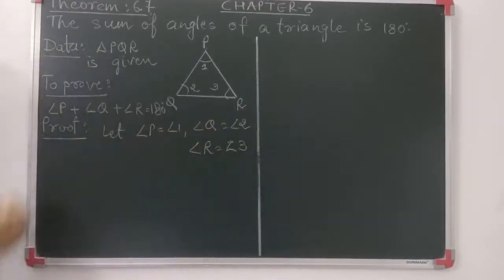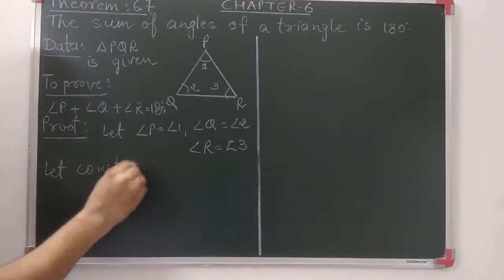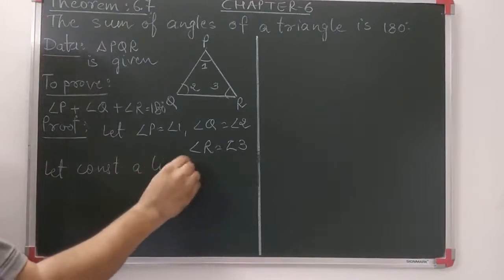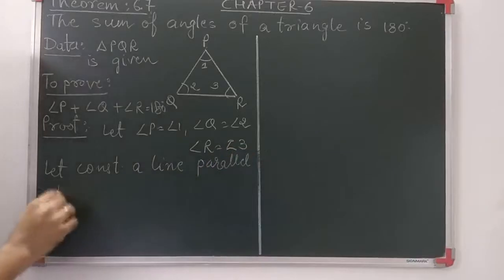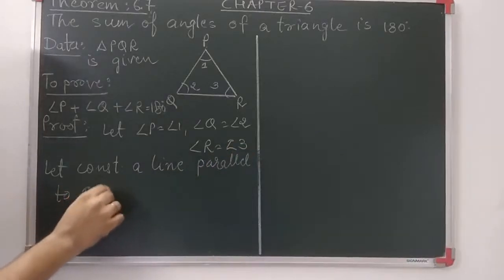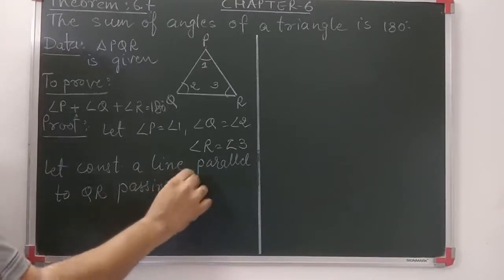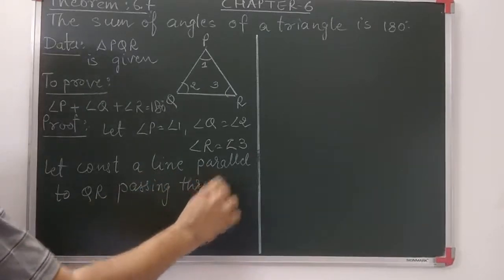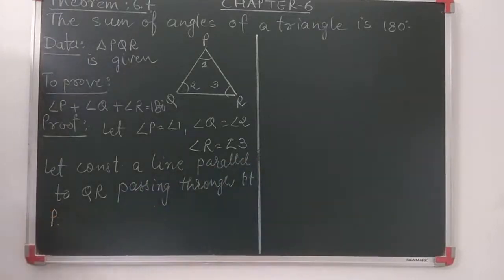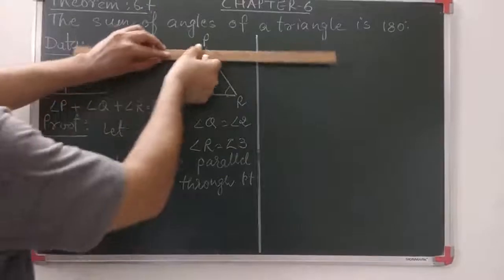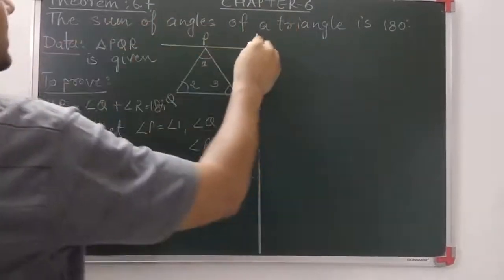Now first we need to construct. Let us construct a line which is parallel to QR, and this line passes through point P. So we have to construct a line as we have written.